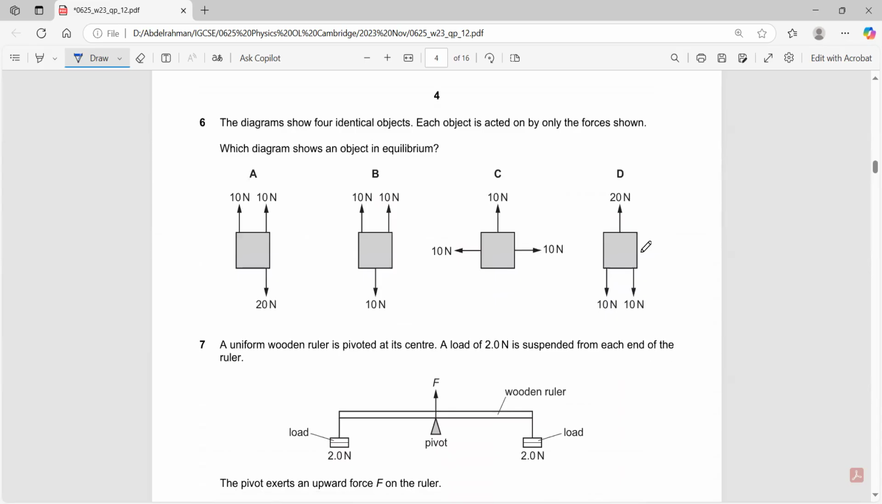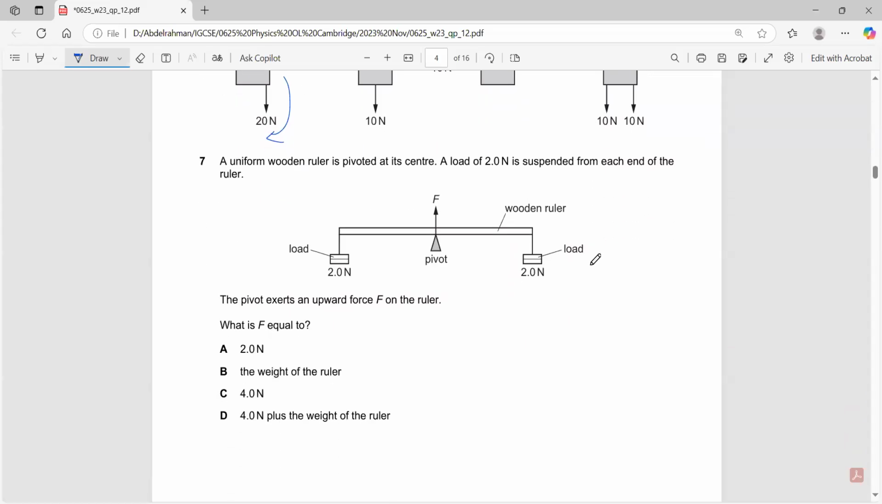Which object is in equilibrium? The only object in equilibrium is D. 20 newtons, and 10 and 10, which is 20. A would be wrong. Why would A be wrong? Because it would rotate in this direction, so A is wrong.